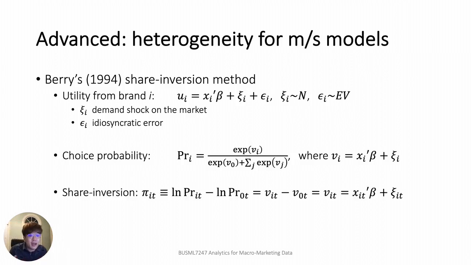Using the share inversion method, the choice probability can be expressed in a linear form. The left-hand side becomes the difference of the log choice probability from the log choice probability for the outside option, and the right-hand side becomes V i. When it is applied to market share data, the relative log market share is used as the market analogy of the difference in the log choice probability.